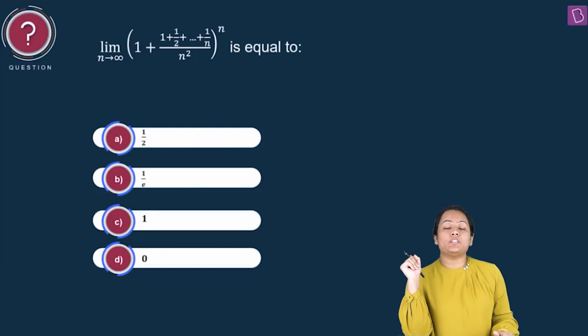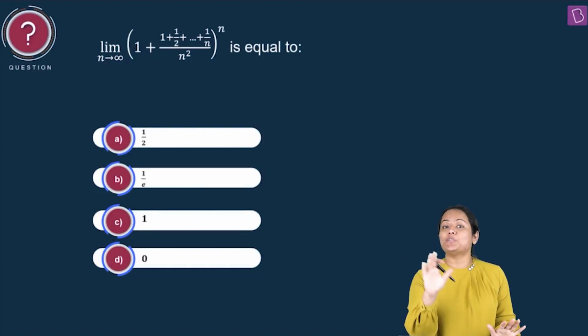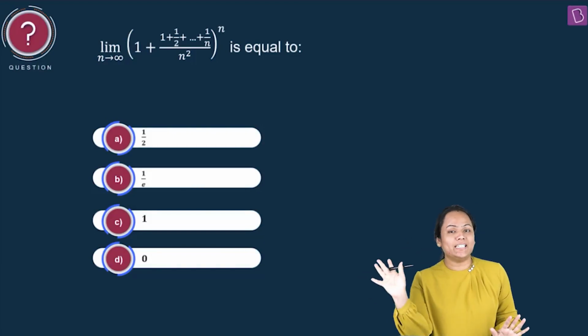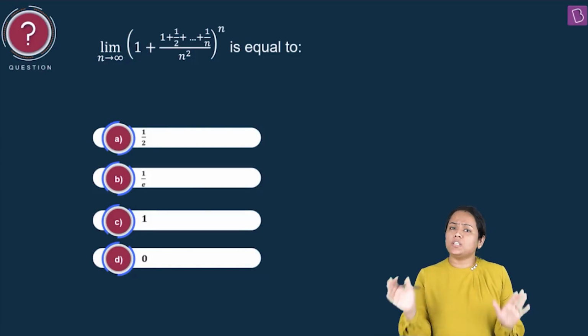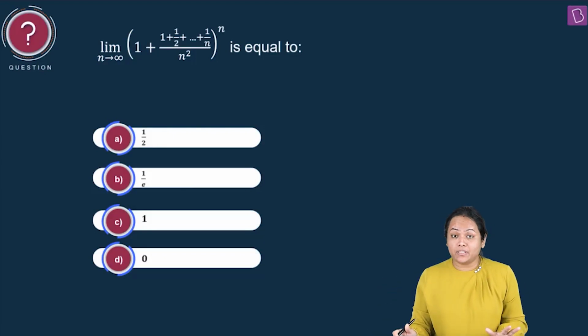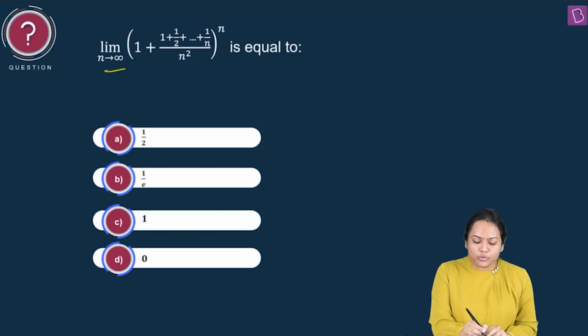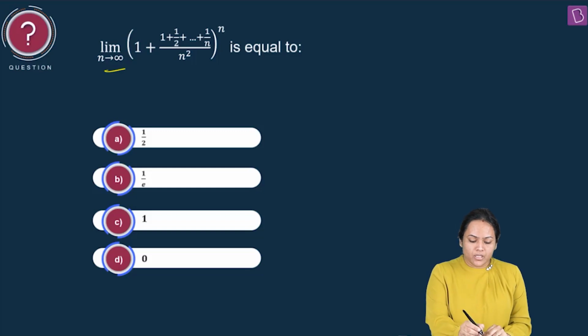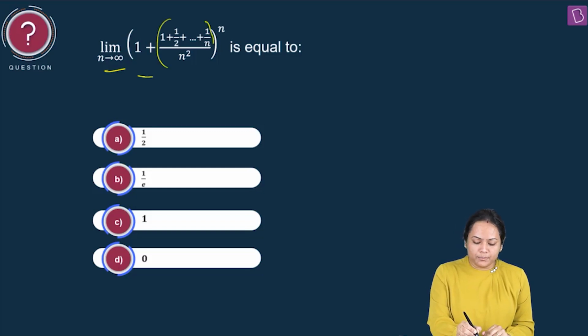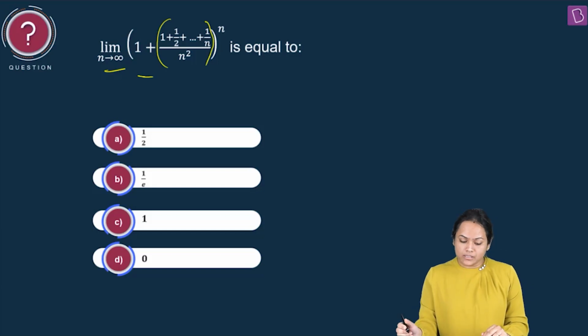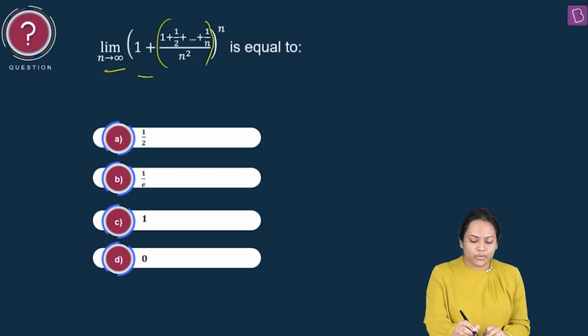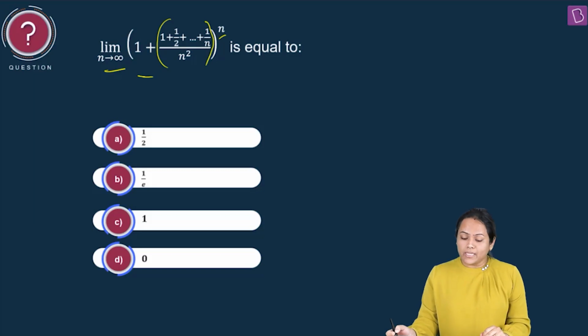Well, this question is from limit and guys, it is not an easy question, let me tell you very frankly. I would put this question from moderate to difficulty level. Let's see what the question is saying. Limit n is approaching infinity of (1 plus (1 plus 1 by 2 till 1 by n) summation divided by n square) whole raised to n. Okay, so I have to find this value.